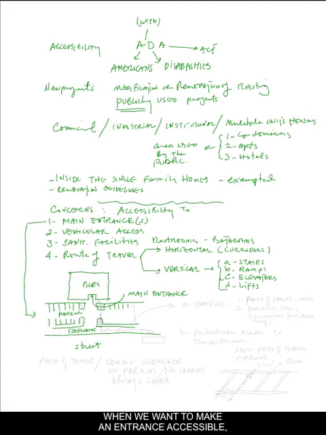When we want to make an entrance accessible, we are not only talking to make entrance accessible from the parking, which means you need to have a path of travel which is safe. 2, you have to have parking stalls which are dimensioned per ADA regulations.